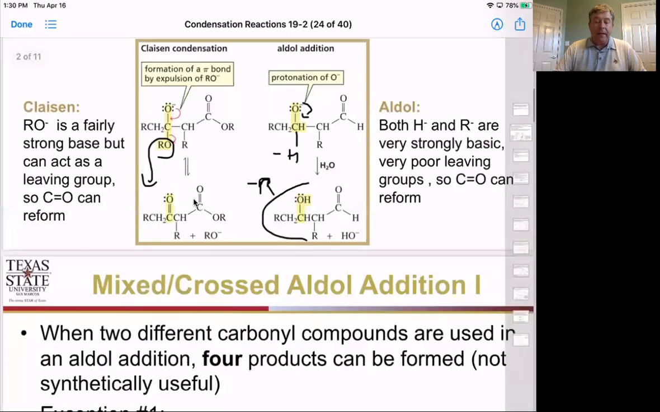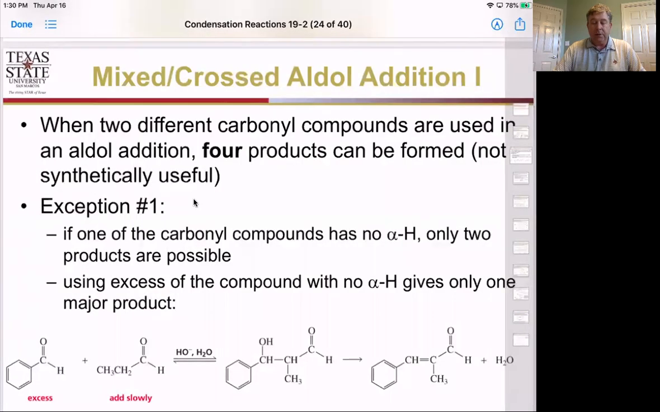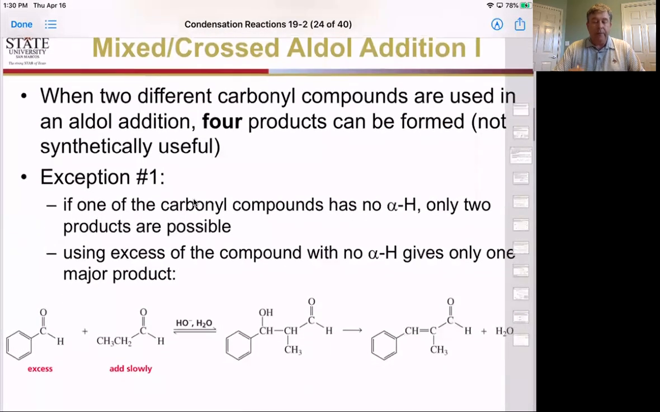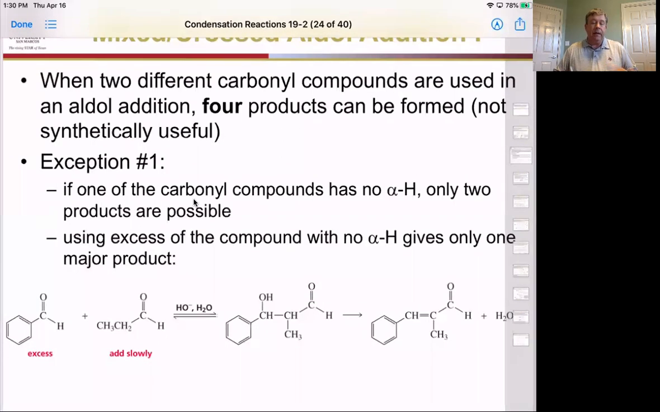So we can actually do a mixed condensation of an aldol, and that's where we have two different compounds used in the aldol addition. Unfortunately, if you just mix two different aldehydes together, you're going to end up with four products. Aldehyde 1 will react with aldehyde 1, aldehyde 2 will react with aldehyde 2, aldehyde 1 will react as the nucleophile, and aldehyde 2 will react as the nucleophile. So you'll end up with a total of four different systems, and there's a very good description of this in the book if you want to get additional information.